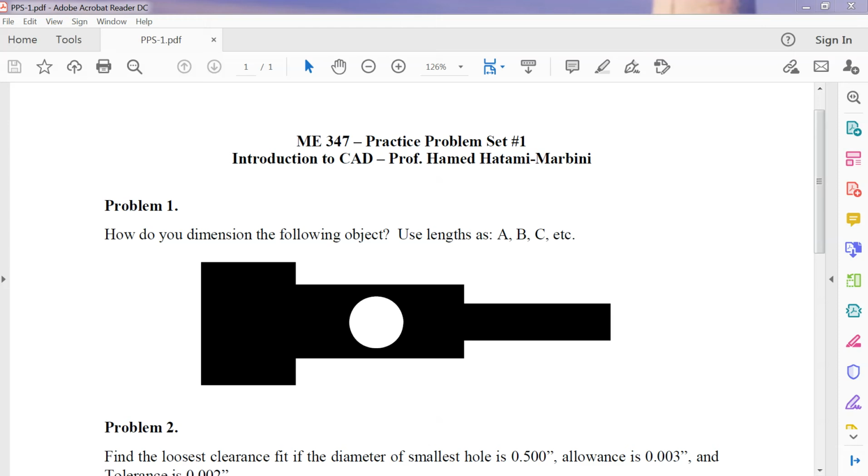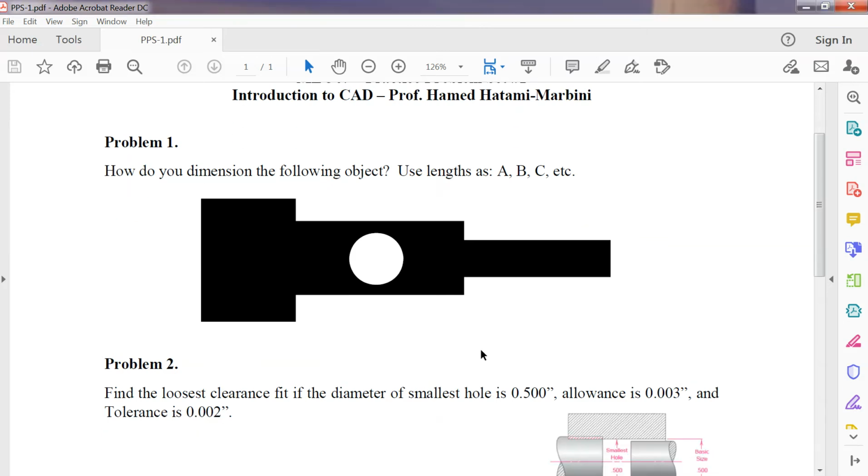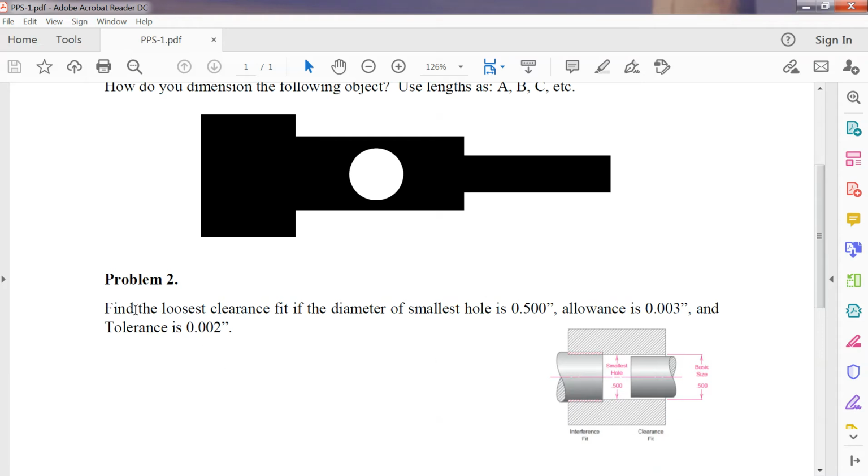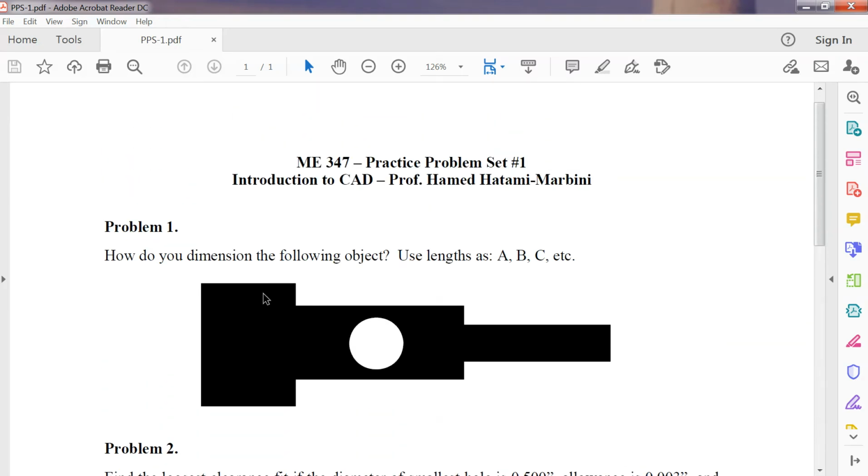In this video, we want to talk about practice problem set number 1. In this practice problem, we have two problems. In problem 1, it is asked to dimension the following object. And in problem 2, the students are asked to find the loosest clearance fit. Now, to solve these problems, we need to watch the related videos.